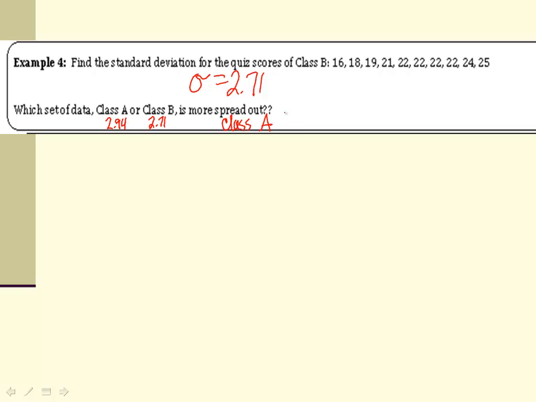So class A, because the sigma value is higher. And that's how we know the data is more spread out.